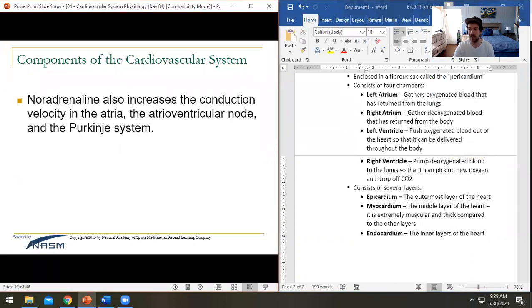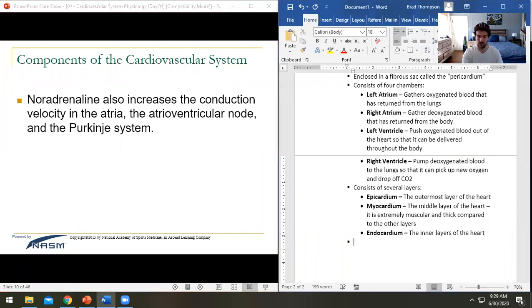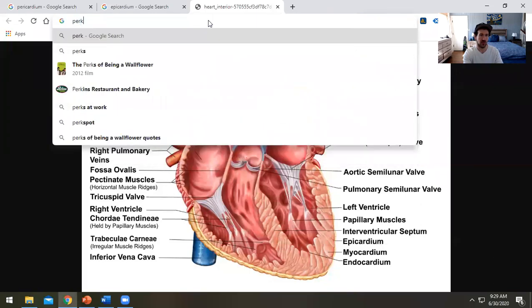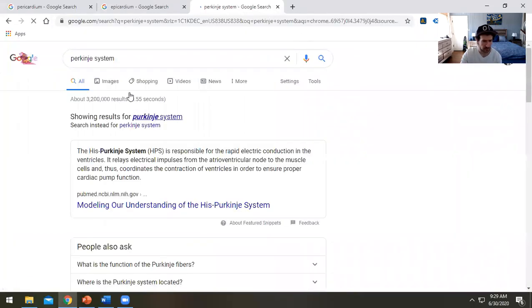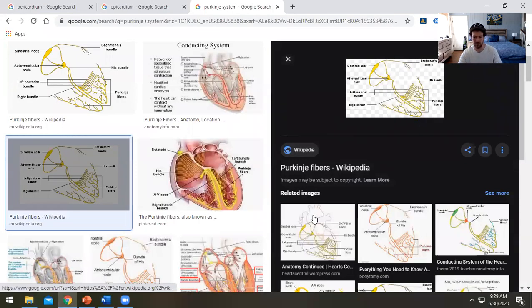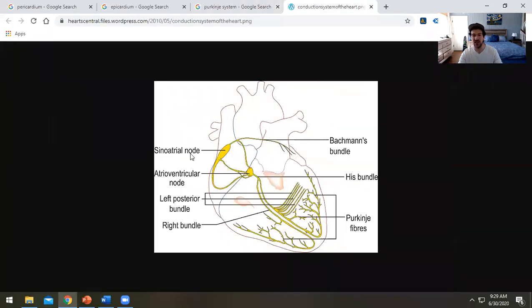Let's go ahead and actually look at that node. For the record, noradrenaline will also increase what we call your conduction velocity. There is another node inside of your heart called your atrioventricular node, your AV node. And there are also all these things called Purkinje fibers. I'll pull up pictures of that, the Purkinje system. I always spell it wrong. Great, there we go. So here is that SA node.